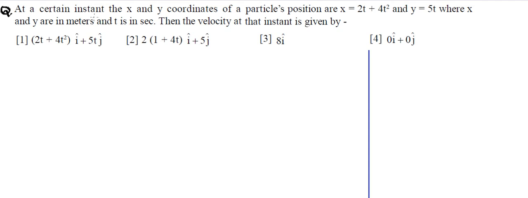It says at a certain instant, the x and y coordinates of a particle's position are this and this, where x and y are in meters and t is in seconds. That means the SI unit is being followed. Then the velocity at that instant is given by. So we need to find velocity.